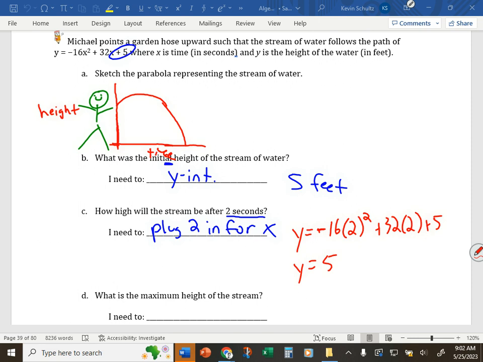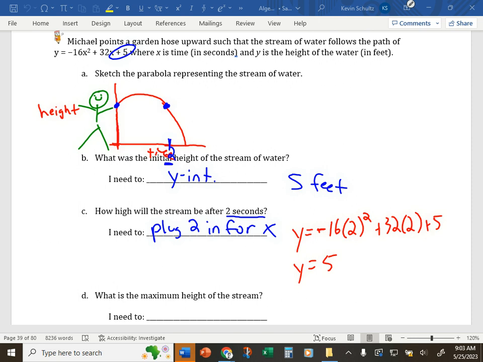Okay, so we know it's 5 feet when it starts, right? Because that's the y-intercept. If it's also 5 feet after 2 seconds, remember, what goes up must come down. So after 2 seconds, the water goes up, but then it comes back down again. It's the same height after 2 seconds as it was when you started because it's on its descent now. Anyone not get 5 for this, plugging this into their calculator? Because that's going to be pretty important.